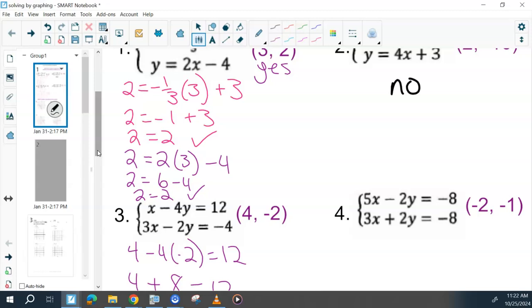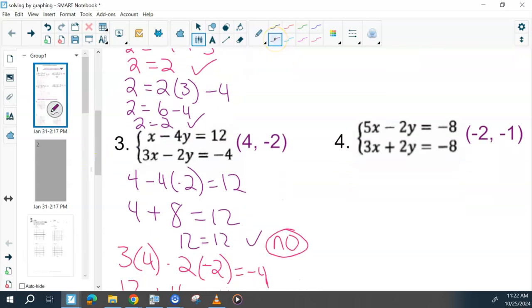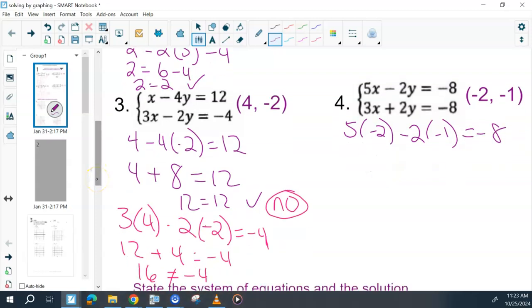Okay, so we got 2 different things. So let's test that one. Oh wait, no, I got that it was. That it was, okay. Everyone else got that it was? No, so let's slow it down. Okay, so this will be 5 times -2 minus 2 times -1 equals -8. This would give us a -10. This would give us a +2. And then -10 plus 2 is -8. So that is true.